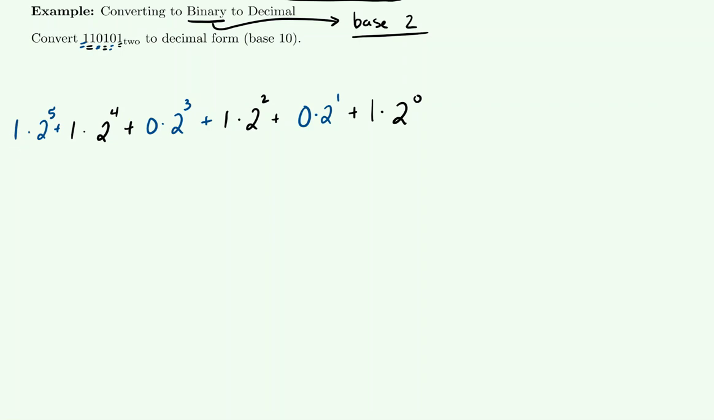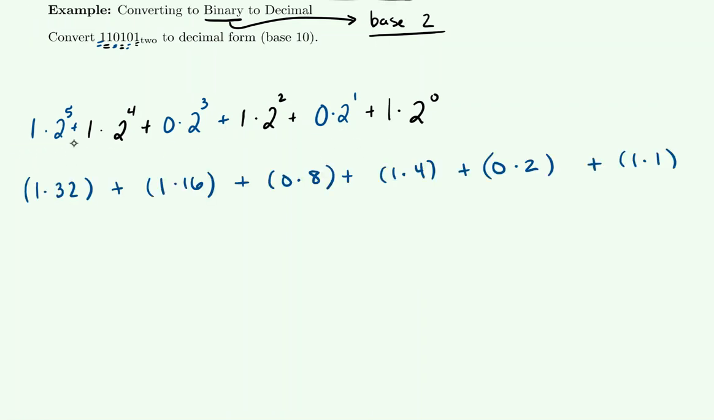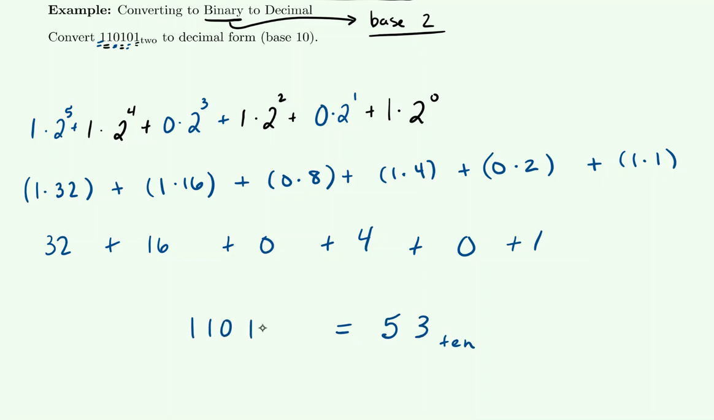And now we just need to simplify each of these separate terms piece by piece, and then we'll add the total together. 2 to the 5th is 32, so that's 1 times 32. 2 to the 4th is 16, that we're multiplying by 1. So we simplify each of these. 1 times 32 is 32, plus 16. 0 times anything is 0. 1 times 1 is 1. Adding all these together, we would get 53 is the base 10 form of 110101 in base 2, or in binary.